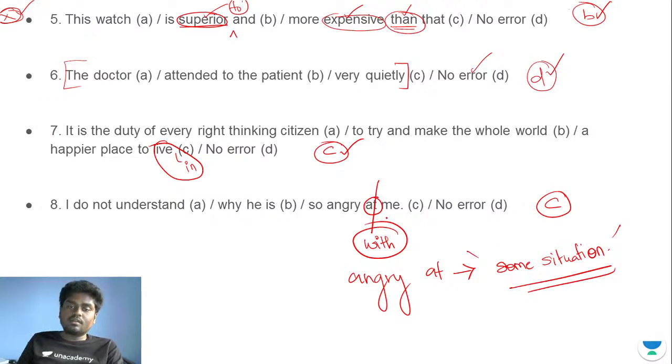Okay, so here it is with a person. This is with a respective person. So if that is the case, you need to use angry with me. It is not angry at me. Okay, very important. Very good, guys.